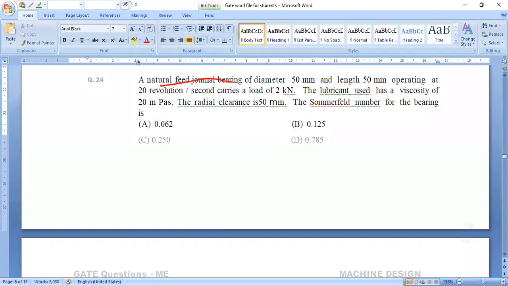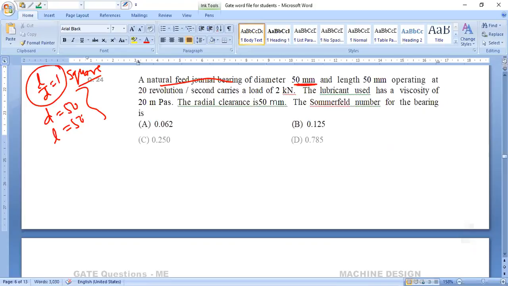A full journal bearing of diameter 50. So D is given 50. Length is also given 50. So the L by D ratio is 1. So it is a square bearing. It is a square bearing. So operating at 20 revolutions per second. So N is given 20 revolutions per second, RPS. If I want to convert it into RPM, then it is 1200 RPM.